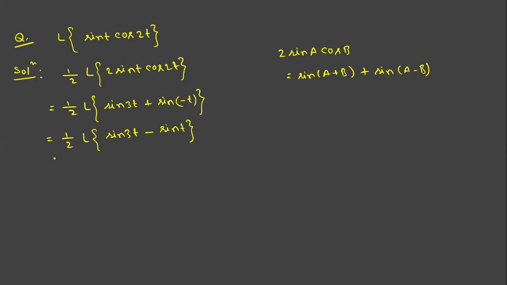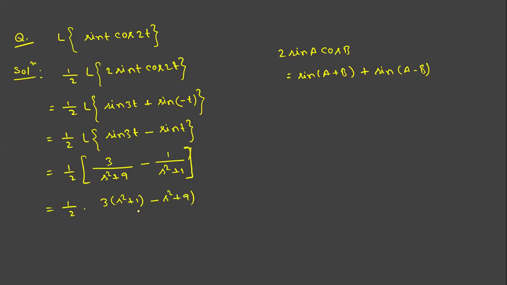Half into what is Laplace of sine 3t? Simple: 3 by s square plus 9, minus Laplace of sine t, which is 1 by s square plus 1. If you want to simplify this, half into 3 into (s square plus 1) minus (s square plus 9), divided by (s square plus 1) into (s square plus 9).